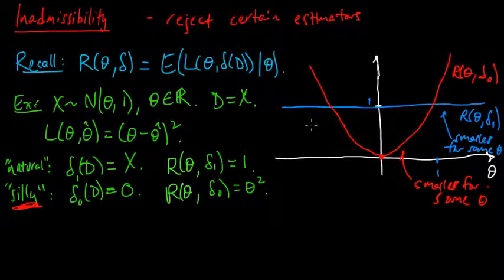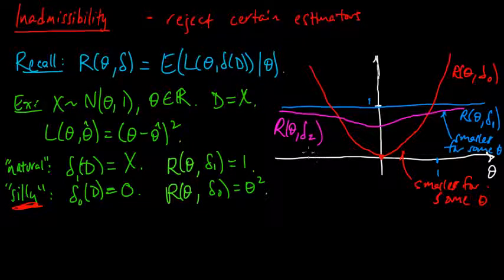On the other hand, maybe there's a third decision rule, delta 2, that is always less than delta 1. Then it would be clear. If this was always less than this, then you should never choose delta 1. You should always choose delta 2, because it's always going to give you a lower risk. Even though we don't know what theta is, remember, theta is some unknown parameter, we could choose this, and we would be guaranteed to always do better. So when this happens, we say that delta 1 is inadmissible.